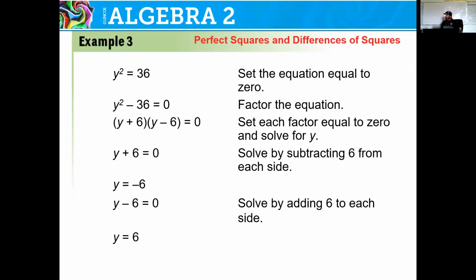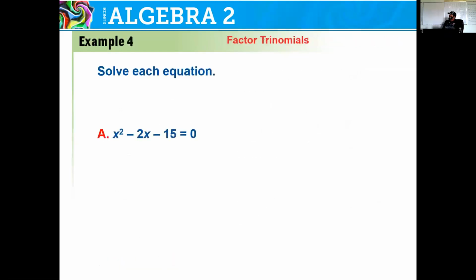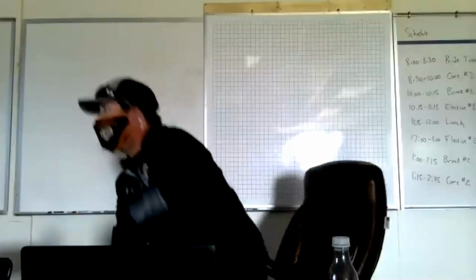And we get our solution set of negative 6 and positive 6. All right, let's get to a tough one. Factoring trinomials. This one you can see it's not a perfect square trinomial. This one will be a little different, but the box method solves it pretty easily.